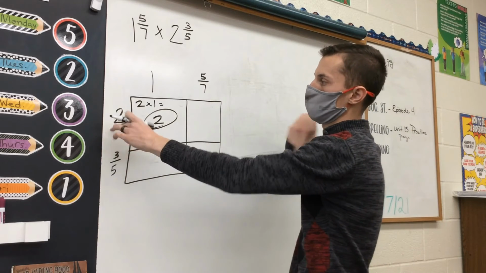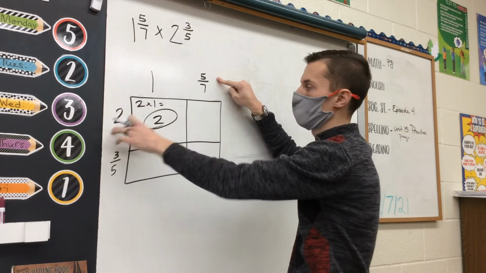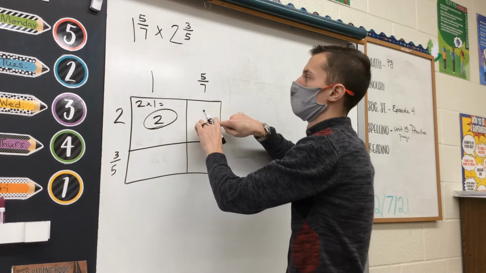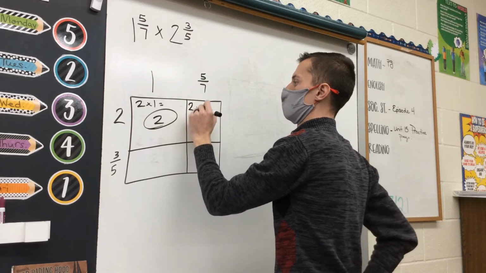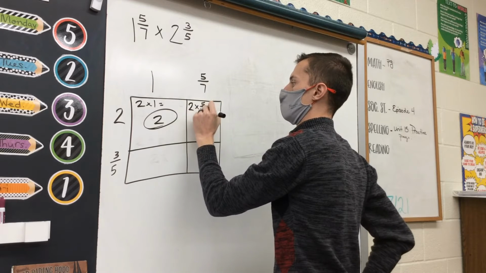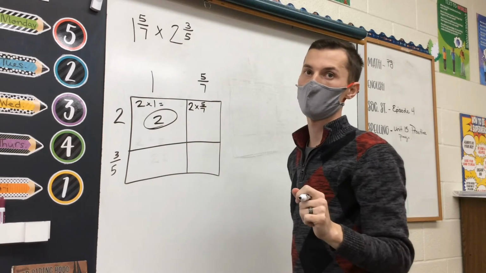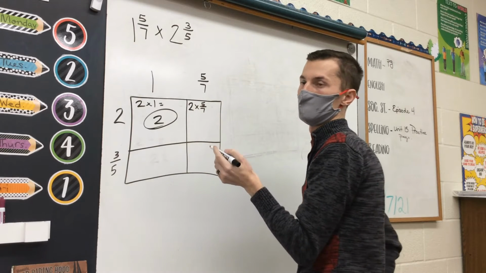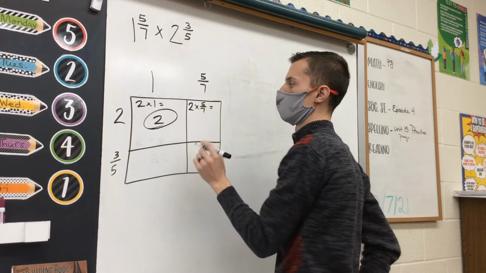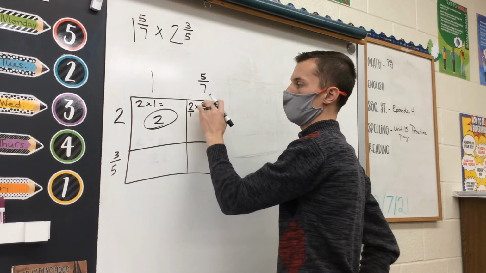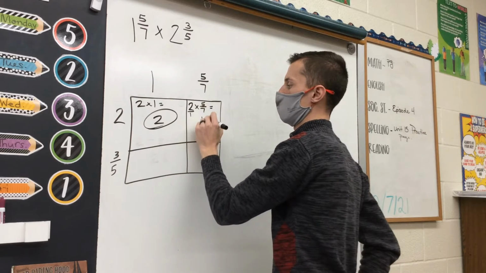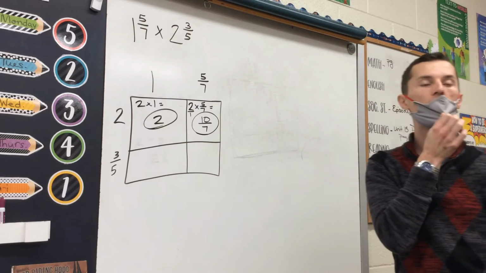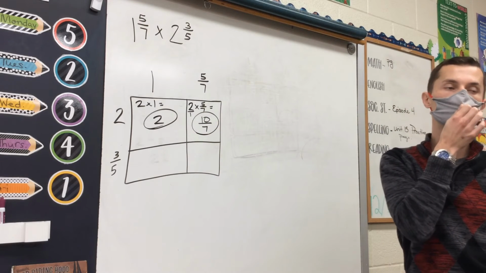Okay, and then we're going to move on to our next box on the right and multiply 2 times 5/7. We know that we can make that whole number a fraction by putting it over 1 and then multiplying across, and we're going to get 2 times 5, which is 10, and then 1 times 7, which is 7, so we get 10/7. Once again I'm circling that because we are going to use that later.